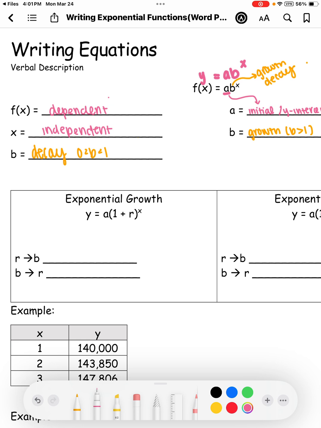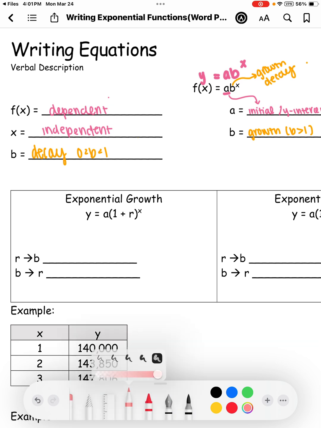So I'm going to introduce you to a new letter. Aren't you excited? R is the new letter. R stands for rate. And this is always given to you as a percentage. So when you read a word problem, it gives you a percentage that is your R value, not your b value. It's your R value, okay?